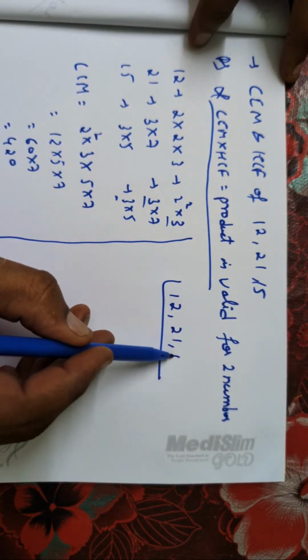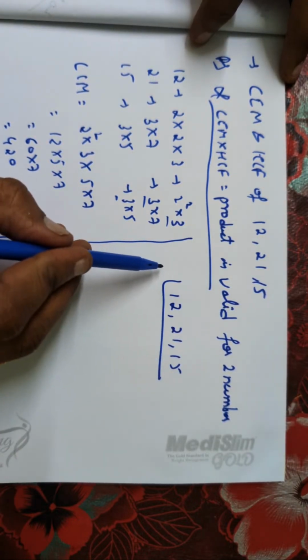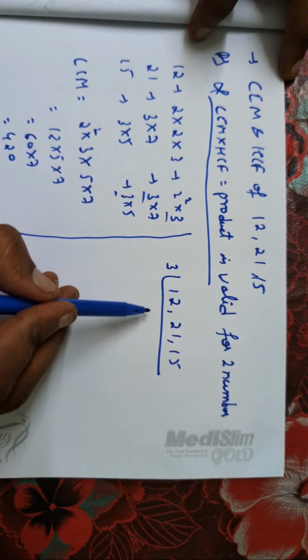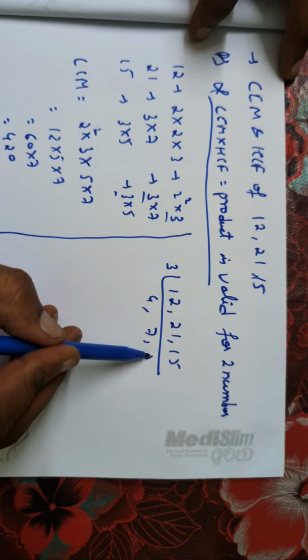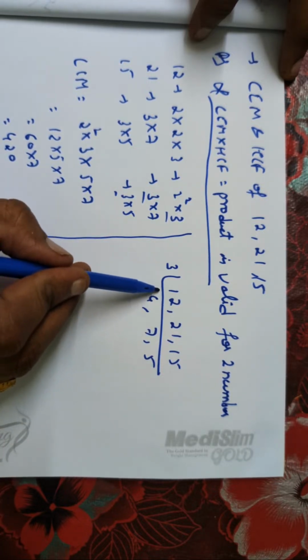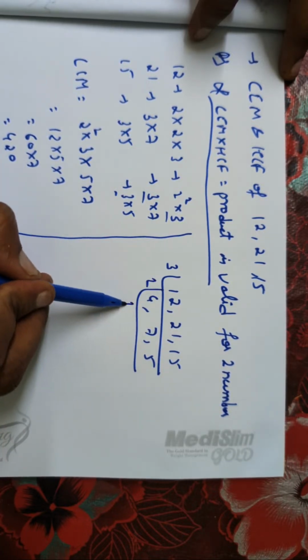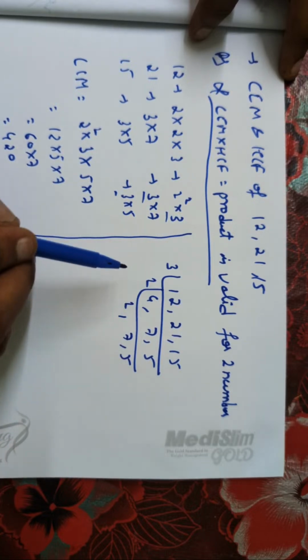12, 21 and 15. The least prime I can say it is divisible by all numbers is 3. So 3 4s are 12, 3 7s are 21 and 3 5s are 15. Again, 4 can be written as 2, 2; 7 and 5 are prime. So just write it that way.